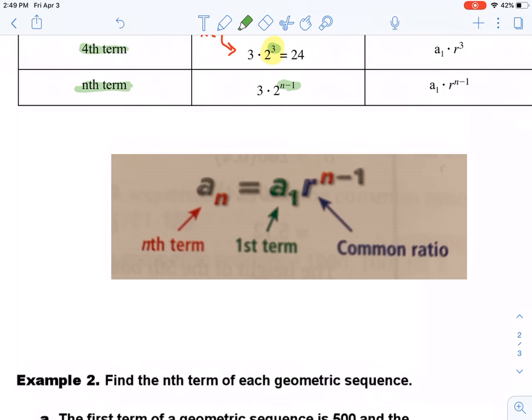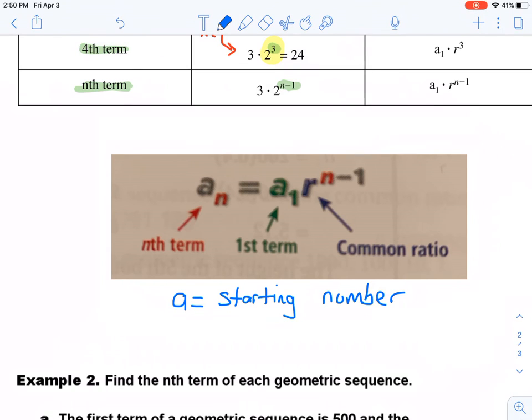N is the term number. A is our starting number. And I should actually write that because it's not on here. A is the starting number. And that's important. So if I'm looking for A sub n, then n is the term number.